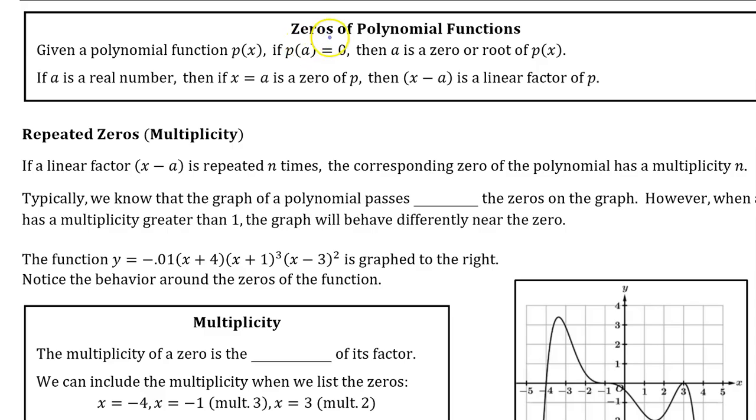Here's the formal definition of zeros of a polynomial function. Given a polynomial function p of x, if p at a equals 0, then a is a 0 or a root of p of x. If a is a real number, then x equals a is a 0 of p. Then x minus a is called a linear factor of p.